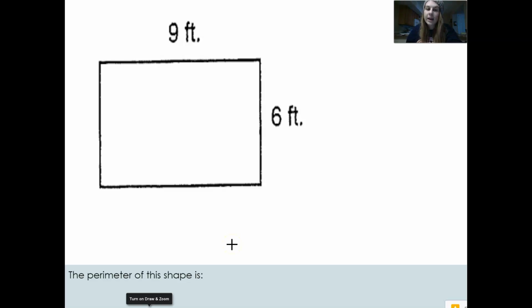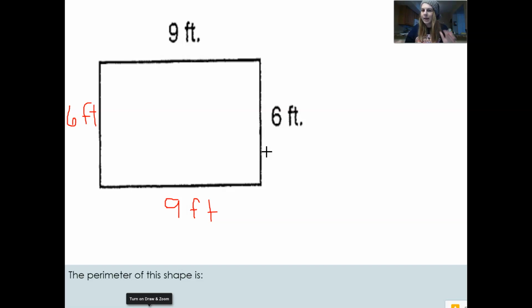I know in a rectangle, the opposing sides are the same length. If our top length is 9 feet, then our bottom length is also 9 feet. And if my side length is 6 feet, my other side length is 6 feet. I can't add together all of the lengths of a shape unless I know all of the lengths of a shape. So now that I know what all 4 sides of this quadrilateral are, I can add these numbers together.